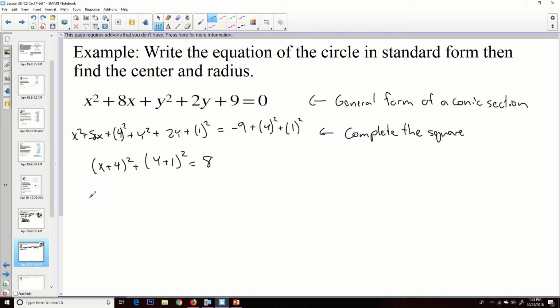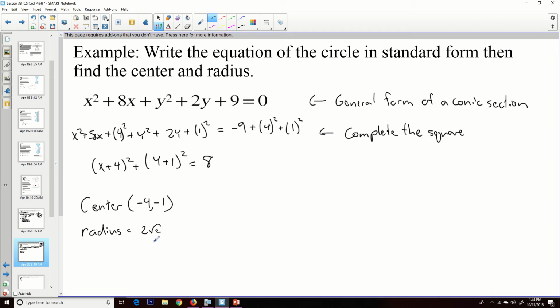So my center is going to be -4, -1. And then my radius will be the square root of 8. And the square root of 8 we know to be 2 square root of 2.